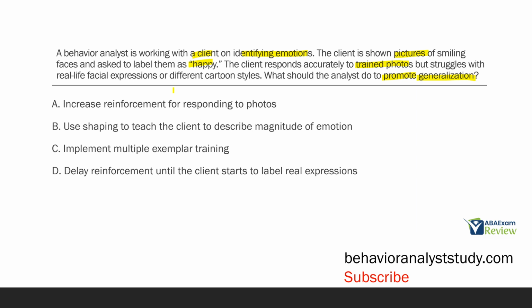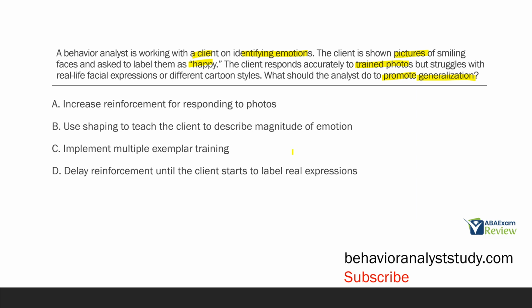So if you stop right there and just think logically, if we can get the client to respond to trained photos of people smiling, how could we promote generalization to other cartoon styles or facial expressions? What could we use to increase that behavior or teach that behavior? A, increase reinforcement for responding to photos. That would strengthen what they currently can do, so not necessarily a bad thing, but it isn't necessarily going to promote our generalization to other stimuli.